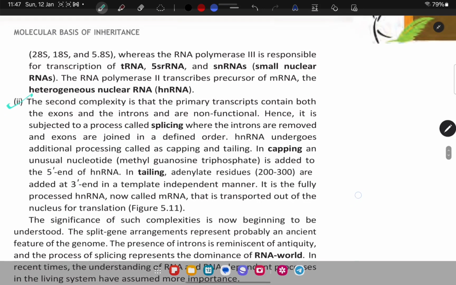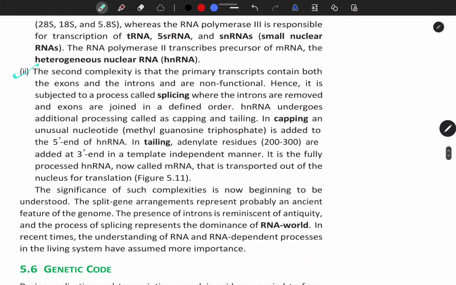Second, the primary transcripts contain both the exons and introns and are non-functional. Hence, it is subjected to a process called splicing, where the introns are removed and exons are joined in a defined order. hnRNA undergoes additional processing called capping and tailing.